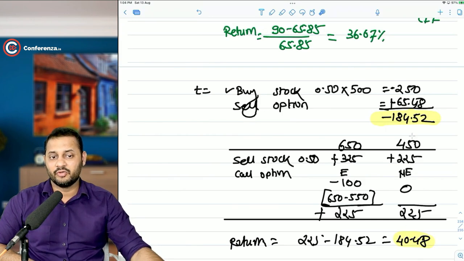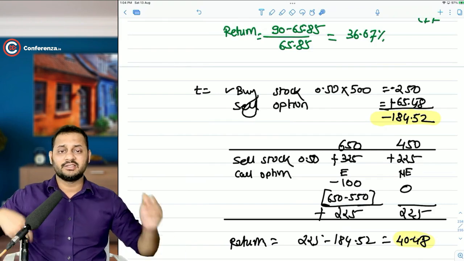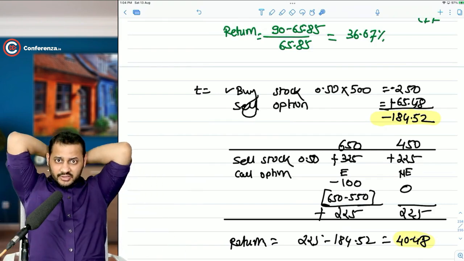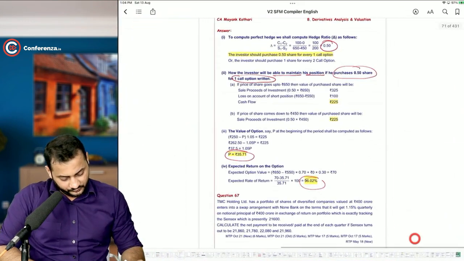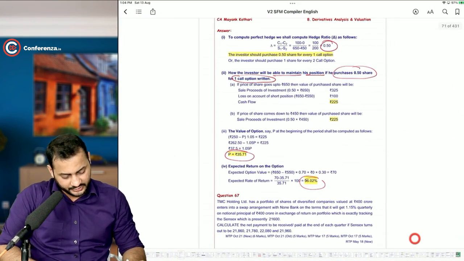By investing 184 rupees, if you are earning 40.48, nothing's bad in that. In just 3 months. So do you understand the situation? Rest everything is same. So let's move on to the next question now.